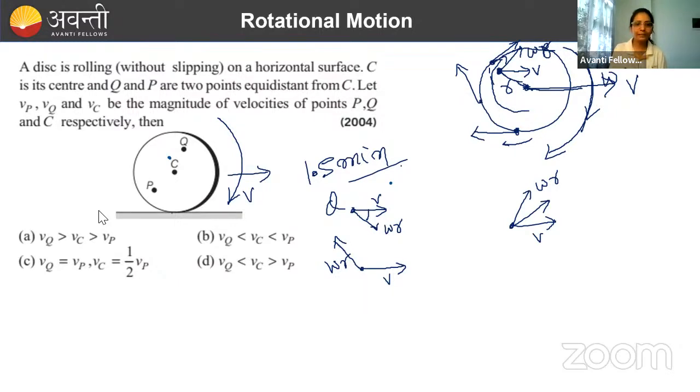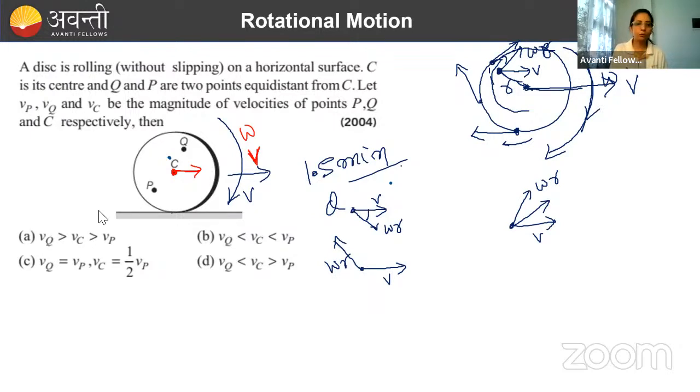So what I did now, if it is rolling, it will have translational motion, it will have rotational motion. Because of translation, I have taken its velocity as v. Angular velocity I have taken as omega. Now let's calculate the net velocity of each point. Center will have only one velocity because of translation. Because it's rotating around the center, it will have only one component, v.